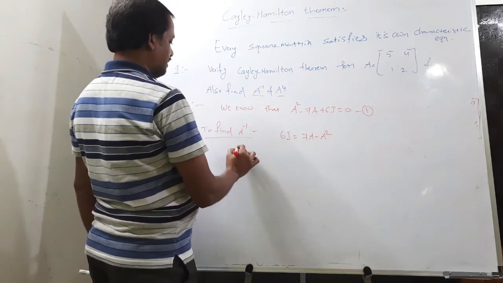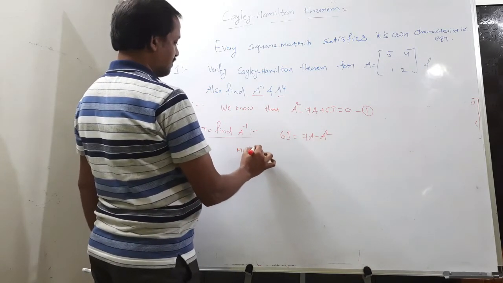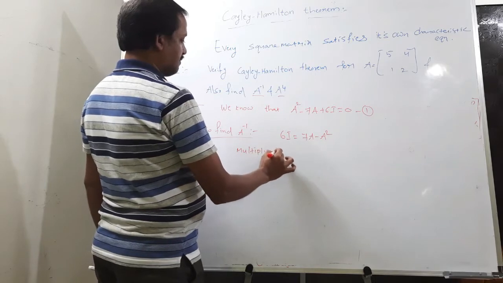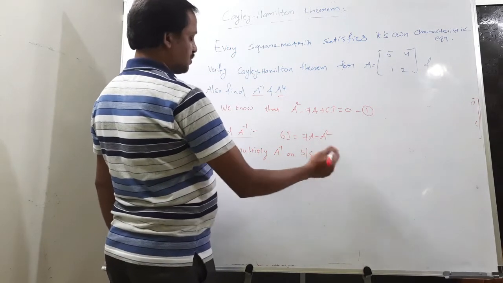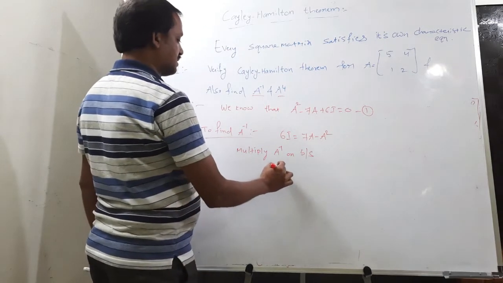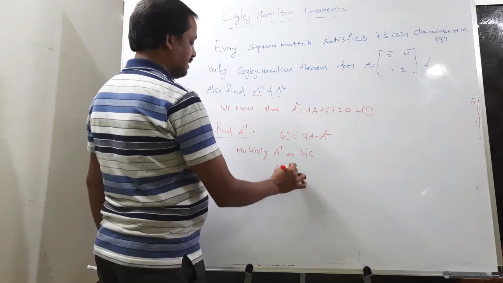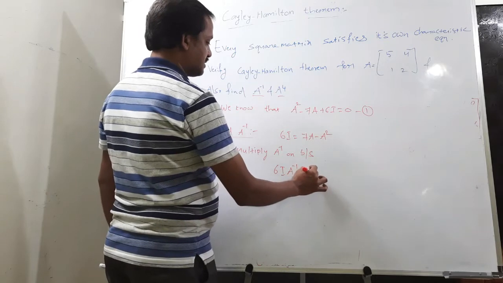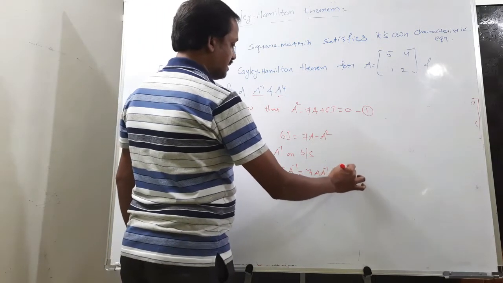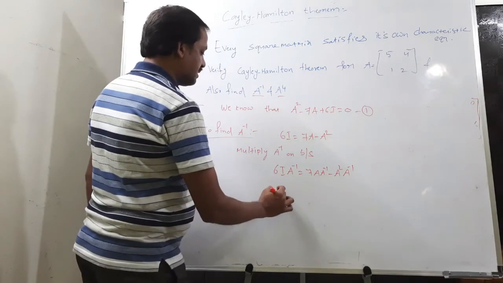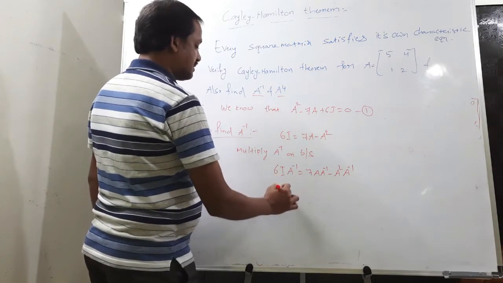So post multiply A inverse on both sides. So it will become 6I A inverse is equal to 7A inverse minus A square into A inverse. I into A inverse is nothing but A inverse.